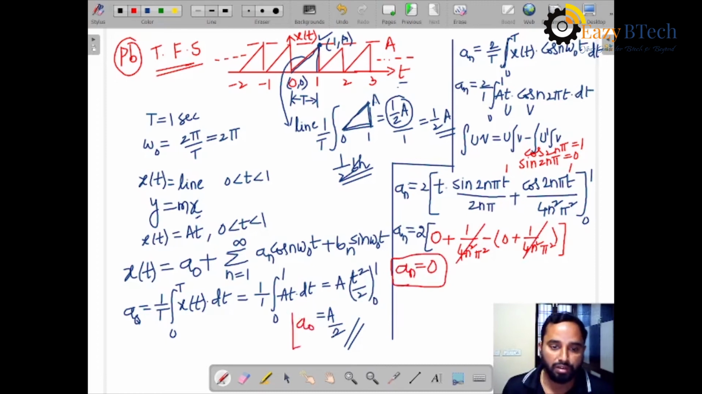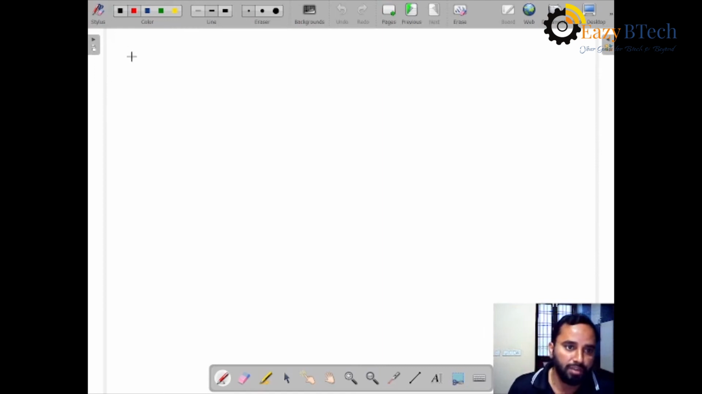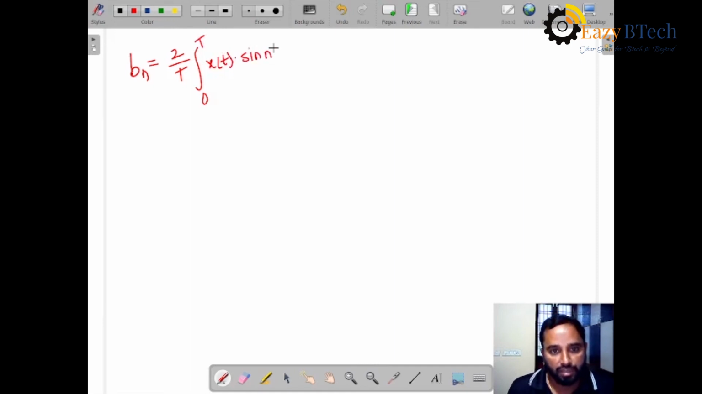And we got a naught is a by 2. Let's see b_n similarly. So what is the formula for b_n? b_n is equal to 2 by T integral 0 to T x of t sine n omega naught t dt. So let's put in T and x of t, all values. 2 by 1, 0 to 1, x of t is a t, omega naught is 2 pi, so sine n 2 pi t dt.